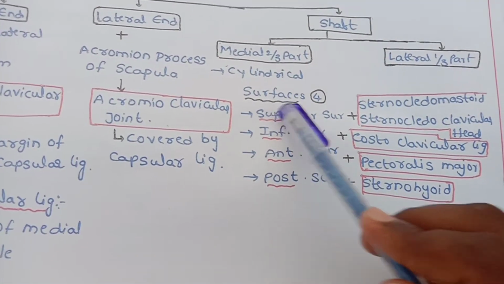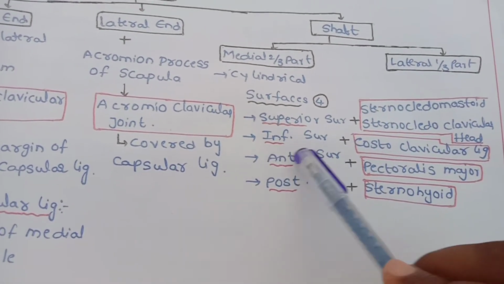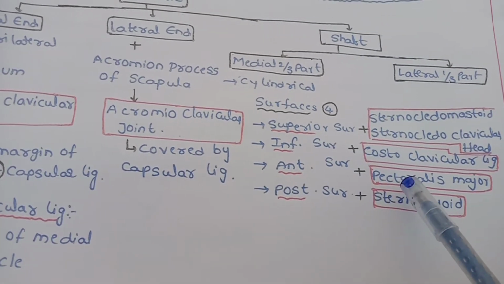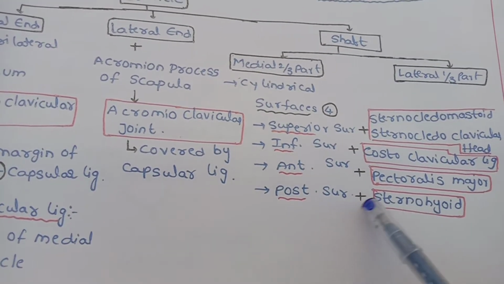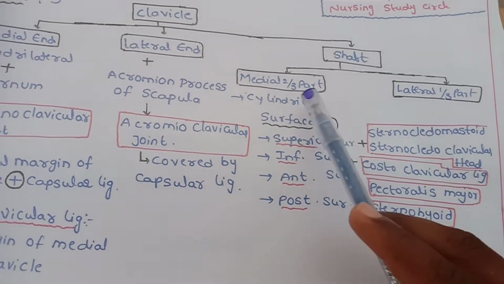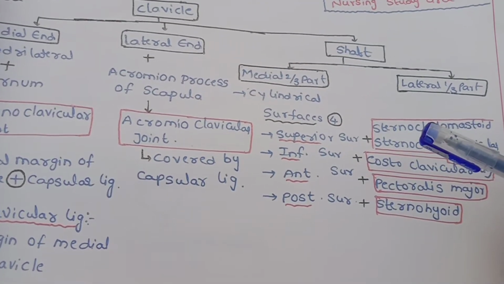So the superior surface has the sternocleidomastoid and sternocleidoclavicular head, the inferior surface has the costoclavicular ligament, the anterior surface has the pectoralis major, and the posterior surface has the sternohyoid muscle. These are the surfaces of the medial 2/3 part and their attachments.